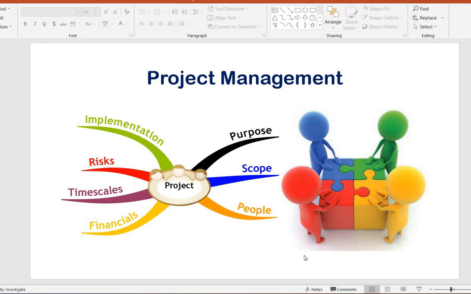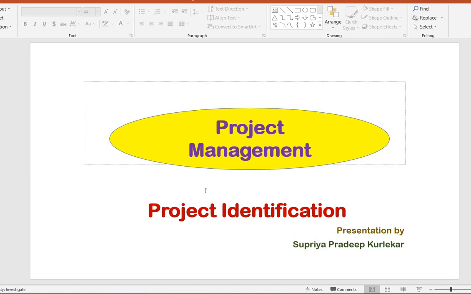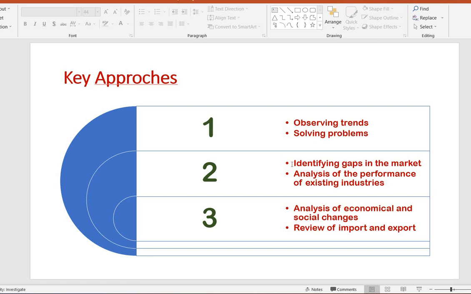Out of that, this is one point: in this presentation we will be focusing on project identification. So therefore, myself, Supriya Kurlekar, I'm sharing with you some of the aspects and components, from the beginner's point of view, some basics or fundamentals associated with project identification. Okay. So first of all, we'll think about some of the key approaches.